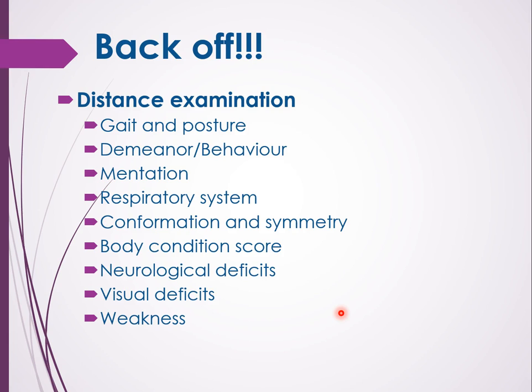Conformation and symmetry, you can start seeing all these while they enter the room. You can see whether they have any muscular dystrophy or muscular atrophy. One side may be bigger than the other side. Maybe on the face, one side is sloppy, one side is not. Maybe the ears, one side is droopy, one side is not. So those are the things that you need to take note of. Body condition score, as I said, you can see it from far to begin with to get that preliminary BCS. But once you come to your close examination, you should do a palpation on the body to finalize the BCS for your patient.